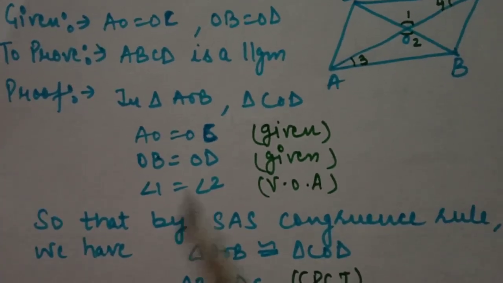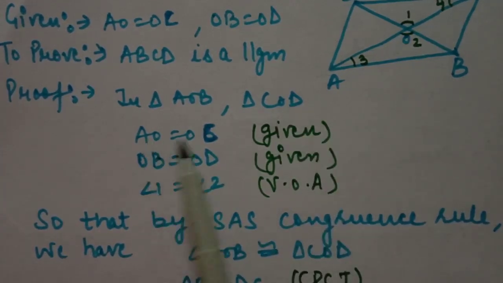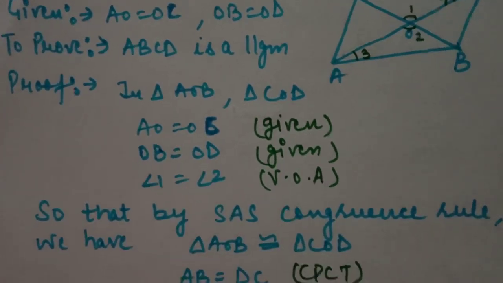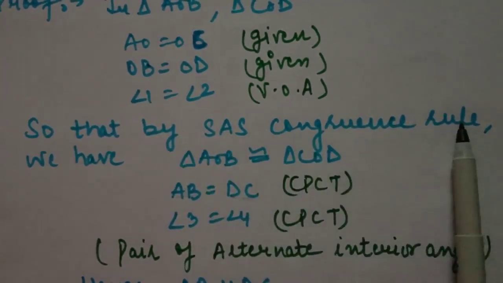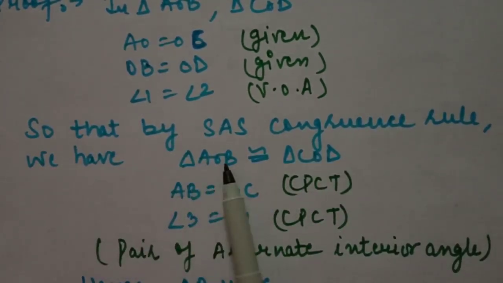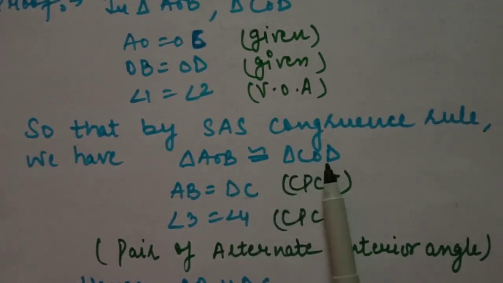For proving a parallelogram, first of all, we choose two triangles AOB and COD. For congruency, now we need three elements. AO is equal to OC given, OB is equal to OD given, and angle 1 and angle 2 are equal to each other, vertically opposite angles. So by SAS congruence rule, both triangle AOB and triangle COD are congruent to each other. By CPCT, we can say that AB and DC are equal to each other.